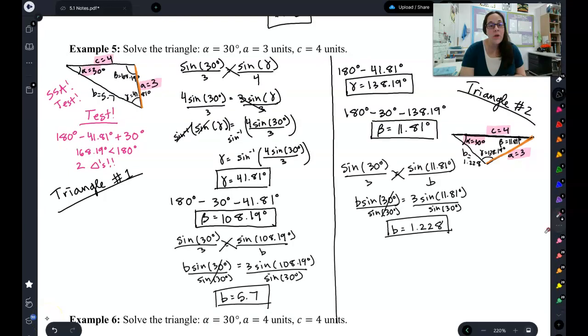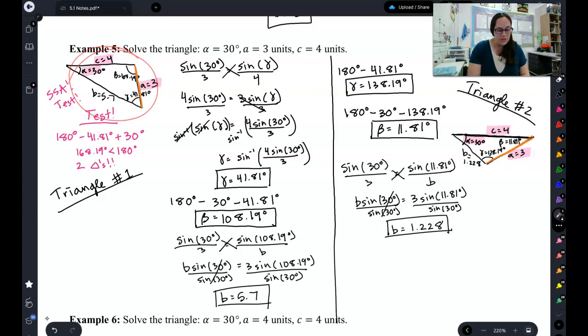So for triangle number 1, I got that beta is 108.19. For triangle number 2, I got beta is 11.81. And then for triangle number 1, I got b is 5.7. And triangle number 2, I got b is 1.228. Now I tried to draw two triangles so you can kind of see what's happening here.